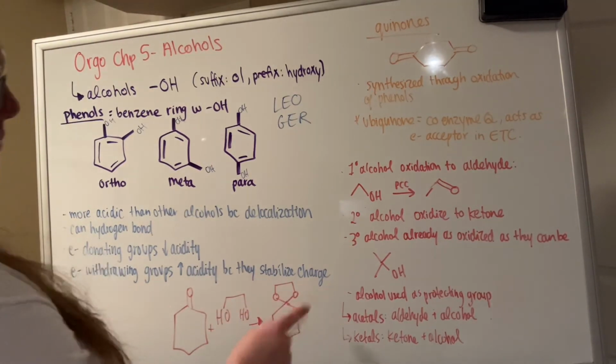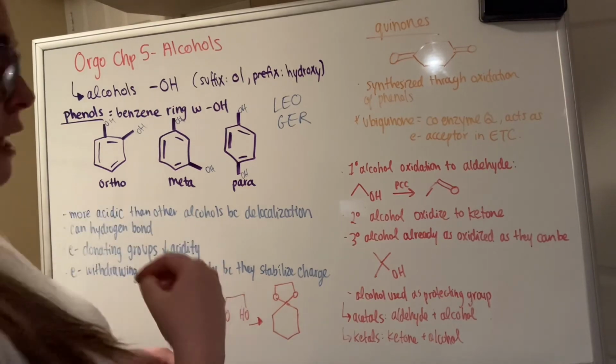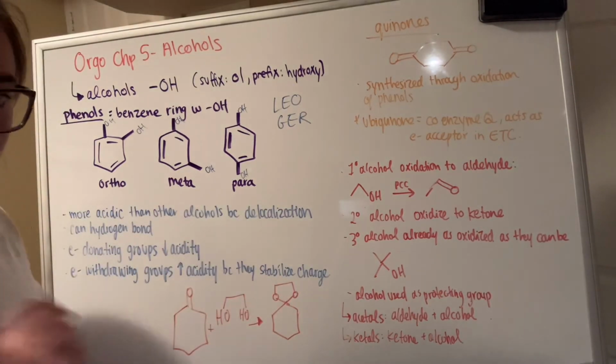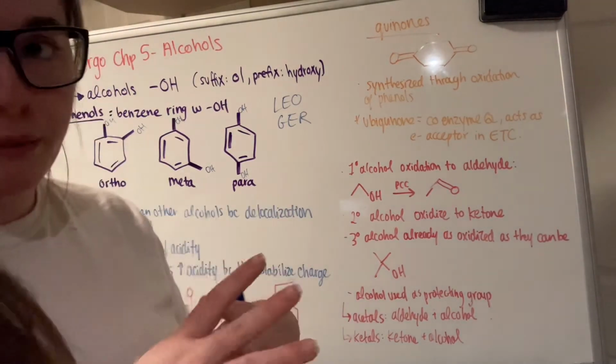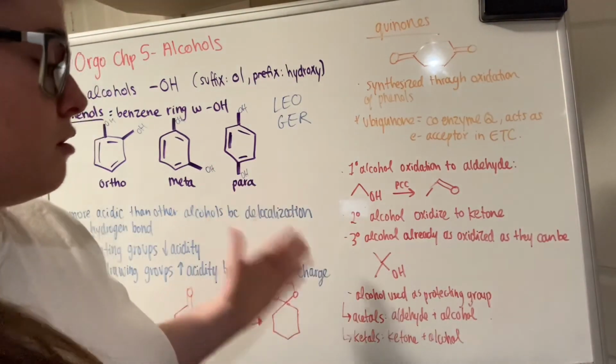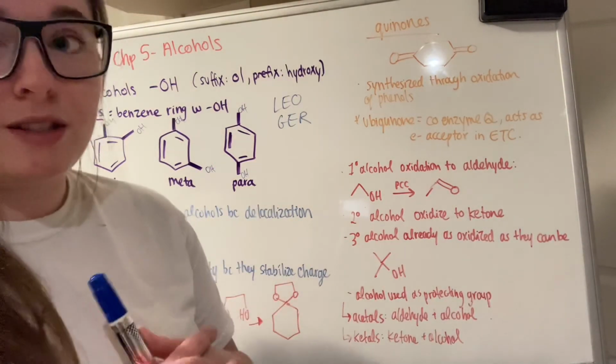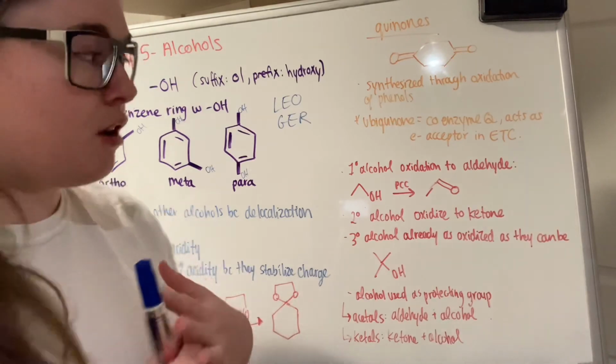And then the last step that is not drawn on here is just returning it back to a carbonyl carbon once the rest of the reaction takes place. So alcohols are used as a protecting group. That's also an important characteristic of alcohols.